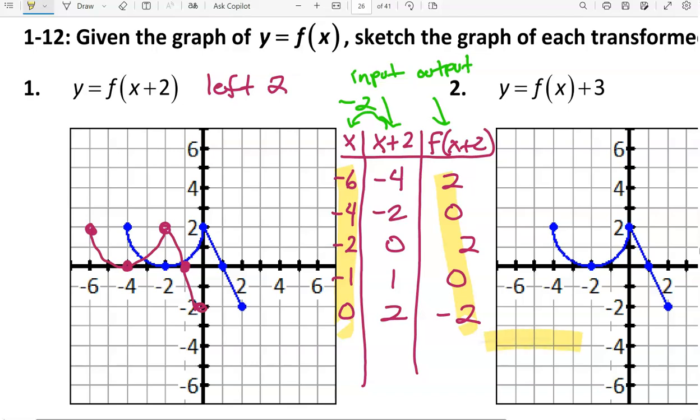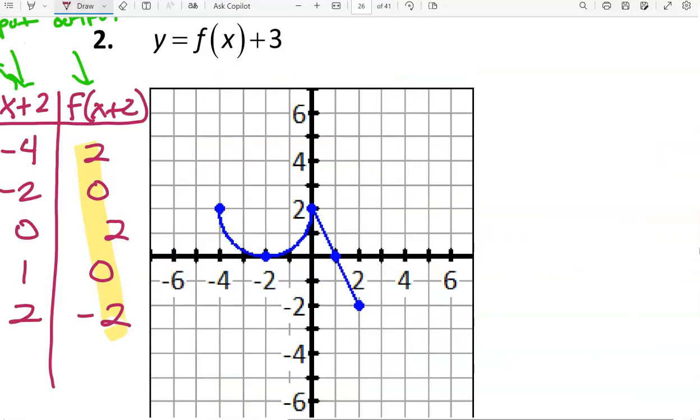All right, let's take a look at number 2. For this graph, if we look at the equation, I see that there is a +3 on the outside of f of x, which means we're affecting the output variable or the vertical variable, and adding 3 to the y coordinates makes the graph move up 3. So we can simply move every single point up 3 units and connect to form the new graph.